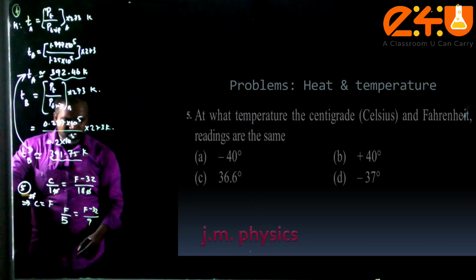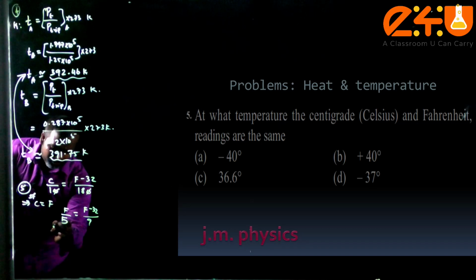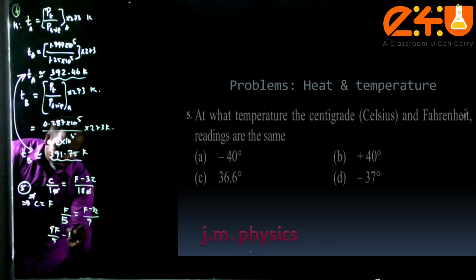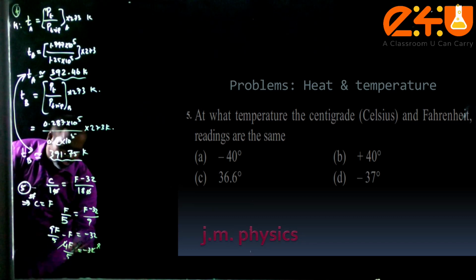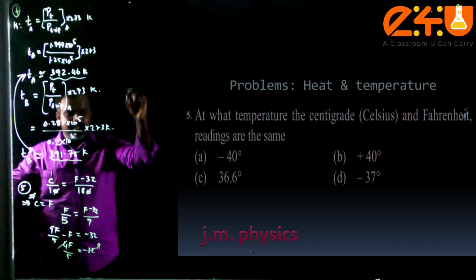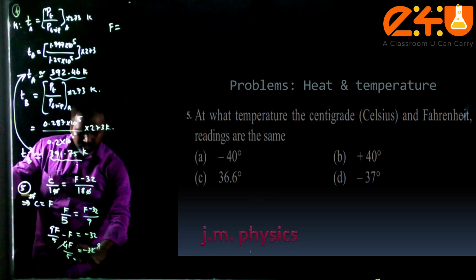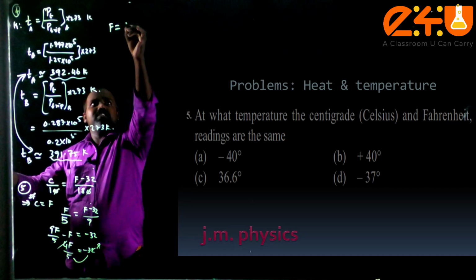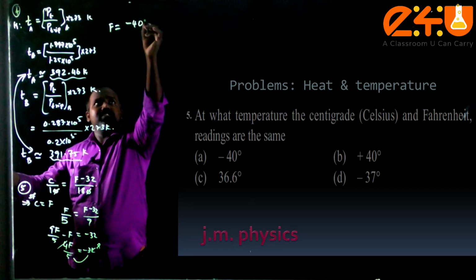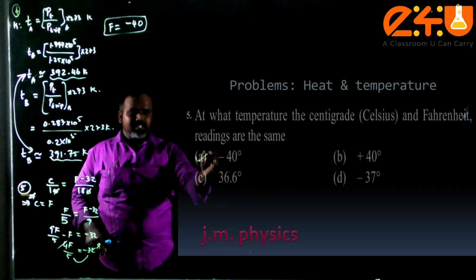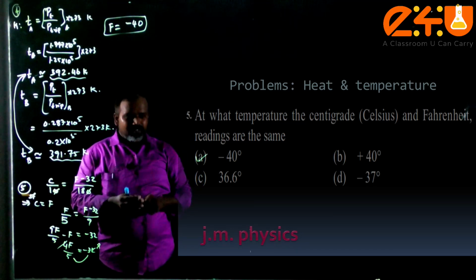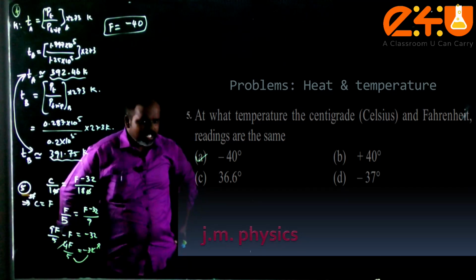We can cross multiply to find the value of F. Therefore, 9F by 5 minus F, taking F to this side, with minus 32 there. So we get 4F by 5 equal to minus 32. Cross multiplying, F is equal to 5 into 8, that is minus 40. So at the temperature minus 40, both the Celsius and Fahrenheit scales are the same. Go for the next slide.